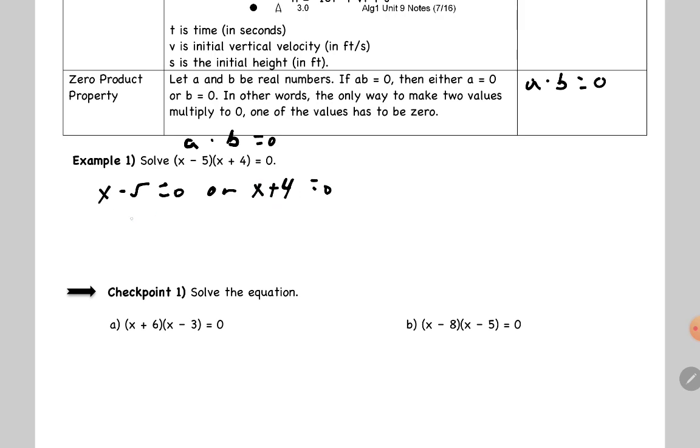So if I solve the left equation, x minus 5 equals 0, I get rid of the negative 5 by adding 5 to both sides. I'll get x equals 5. The other equation, x plus 4 equals 0, I have to subtract 4 from both sides, and I'll get x equals negative 4. So my answer is x equals 5 or x equals negative 4, because if I plug either of those into the equation, I'll get 0.